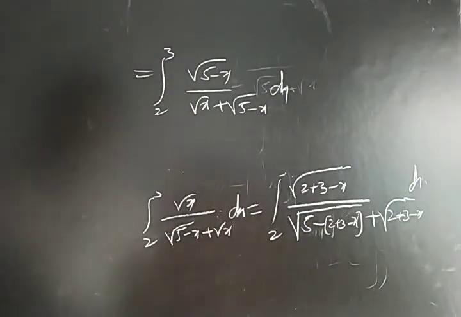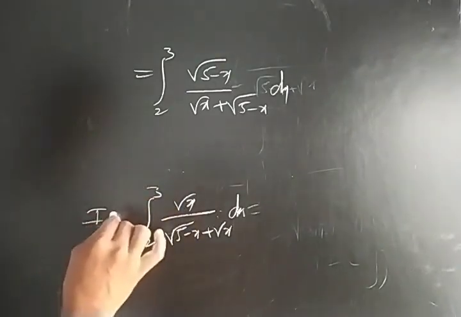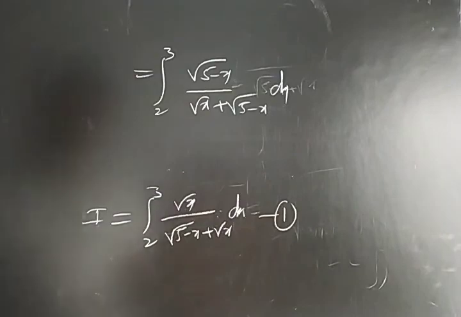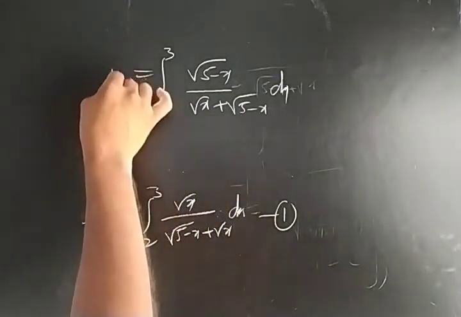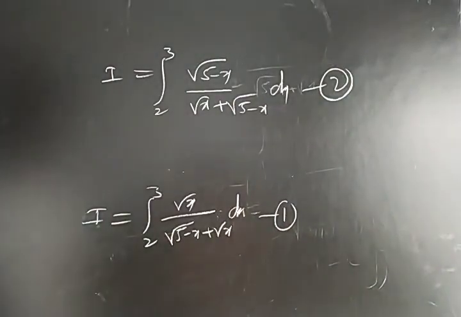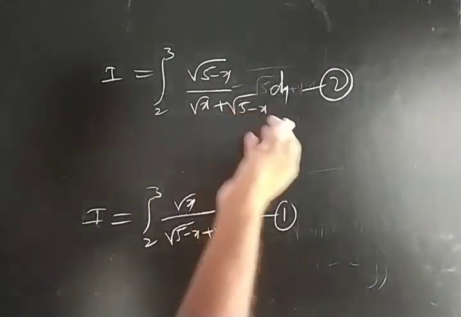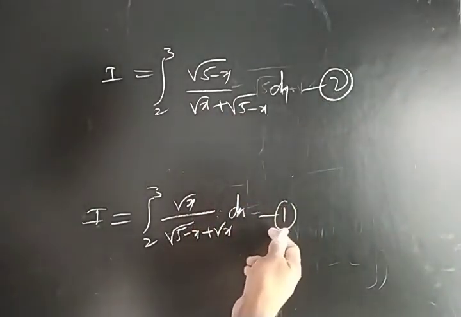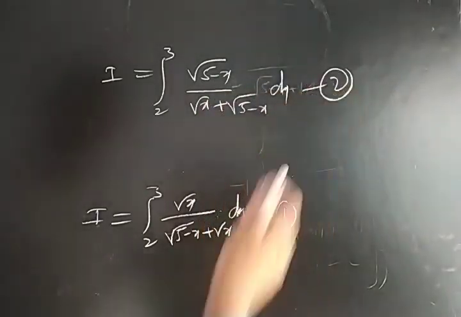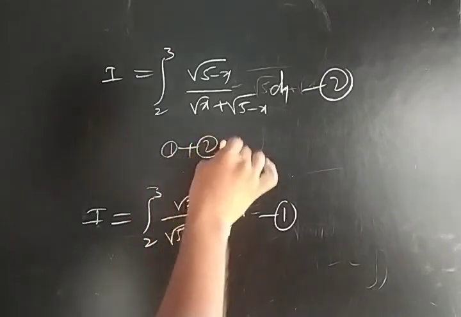First of all, you have to take the first question as I. I am assuming it as 1. The same integration is converted into this after modification, and I am taking this as 2. So by adding the 1 and 2 equations, 1 plus 2, what will we get?